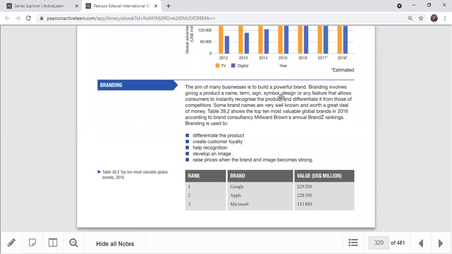And branding. We're talking about a very important topic now, the brand. The definition of a brand is really important. A brand is a name, symbol, or any other combination which distinguishes the product from its rivals. It can be a name, a logo, a trademark, or a specific symbol or combination which distinguishes the product from its rivals. The aim of many businesses is to build a powerful brand. Branding involves giving a product a name, term, sign, symbol, design, or any feature that allows consumers to instantly recognize the product and differentiate it from those of competitors.